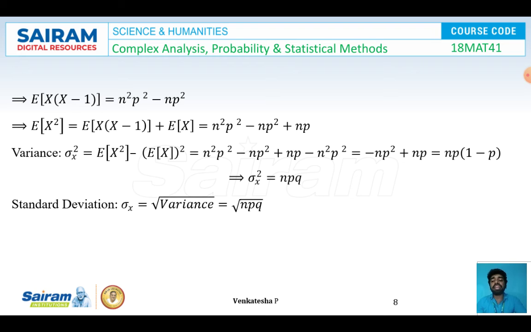So next is standard deviation. It is given by square root of variance. So I got sigma x is equal to square root of npq is the required standard deviation.